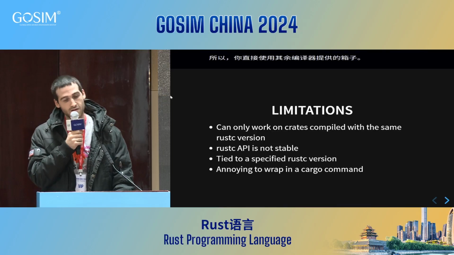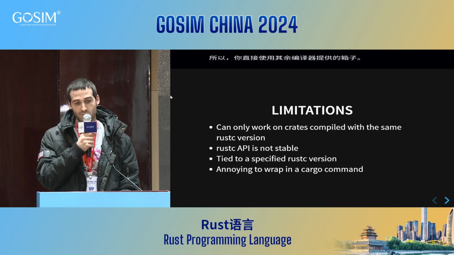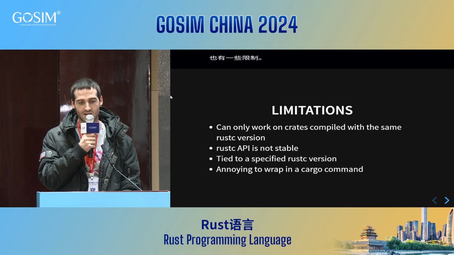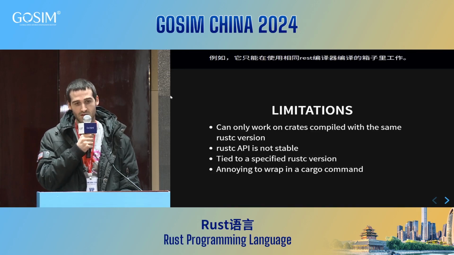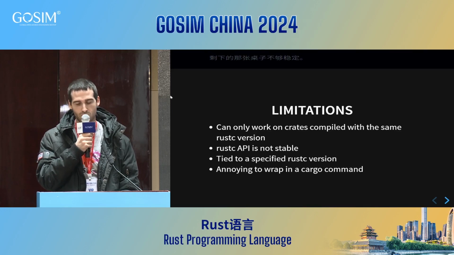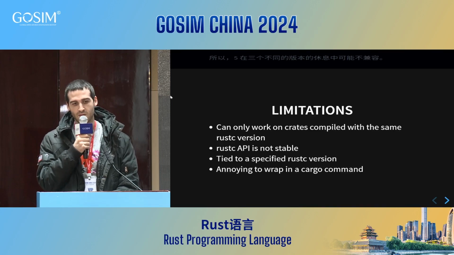So that said, there are some limitations. It can, for example, only work on crates compiled with the same Rust compiler. That limitation is because the Rust ABI is not stable. So files generated with different Rust versions might not be compatible. It's the same limitation as when you build normally using Cargo. When you run cargo build, if files are from a different version, the crate will be recompiled.